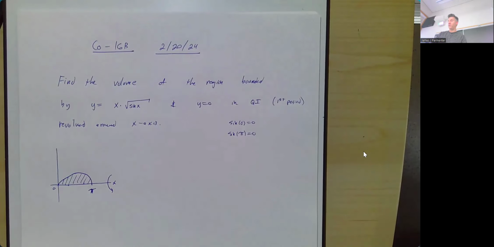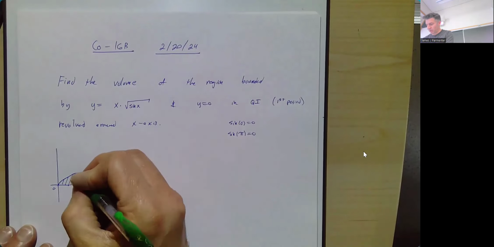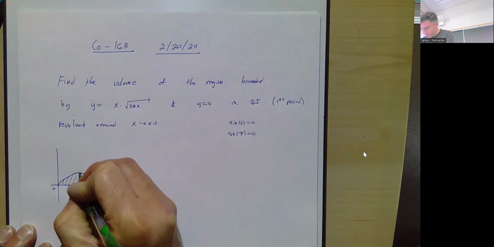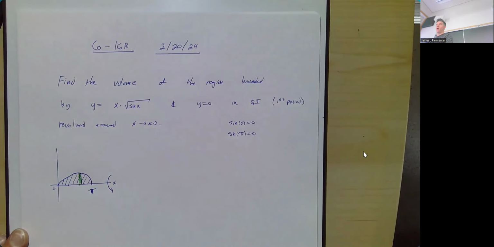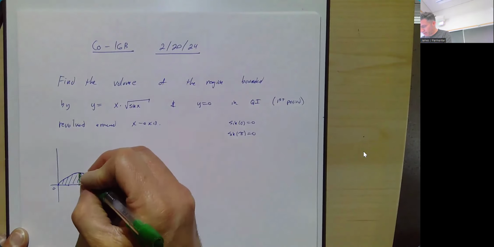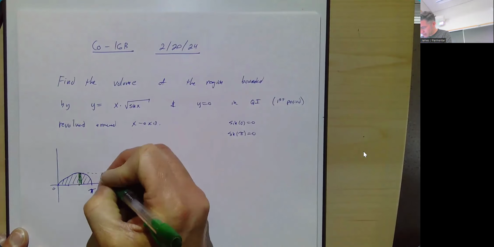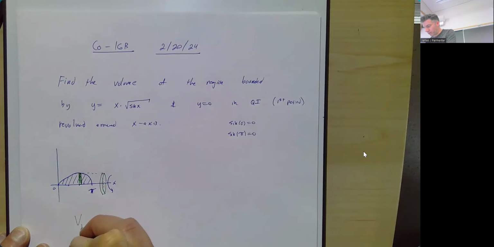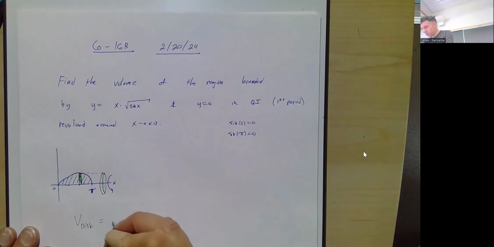And I know it's been a little while since we've done one of these, so I'll remind you what we're doing. We're taking a little strip, a little rectangle, and we're thinking about revolving that rectangle around the axis. And when we do that, we get a disk. Sometimes we get a washer, but in this case, we're getting a disk. And the volume of our disk is just the area of the circle, pi times whatever our radius is squared, times the thickness of the disk, which is a small change in x.